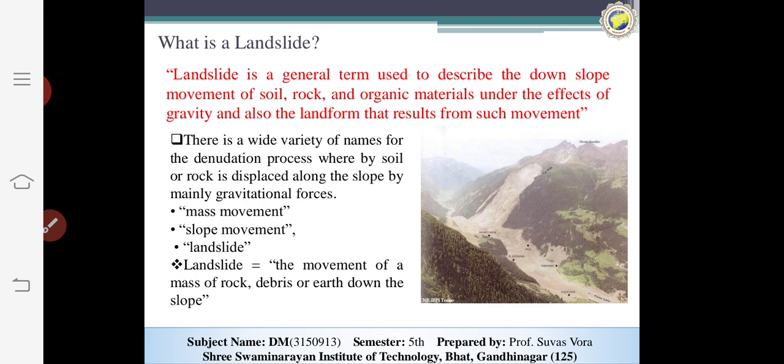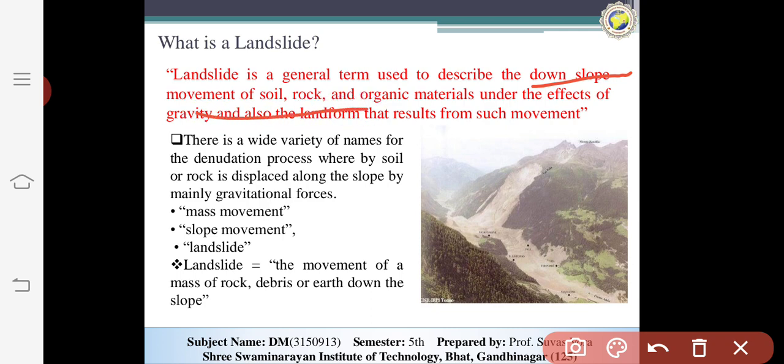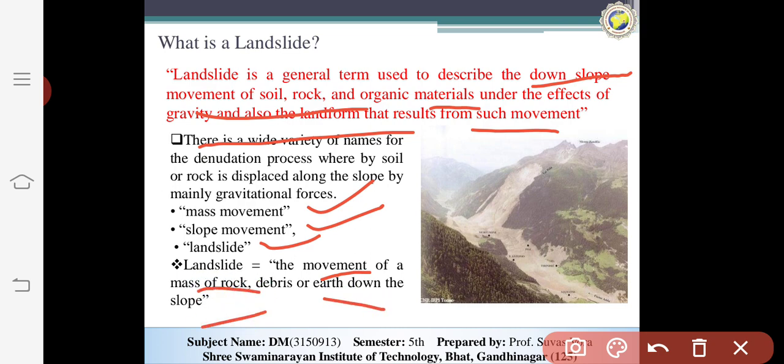So, the definition of landslide: we can say it is the general term used to describe the downslope movement of soil, rock and organic materials under the effect of gravity. Also, the landform that results from such a movement. It means that a landslide is the movement of rocks and other materials, and it depends on mass movement, then slope movement, and landslide, so that it is the movement of a mass of rock, debris or earth down a slope. So this one is the basics of landslides.